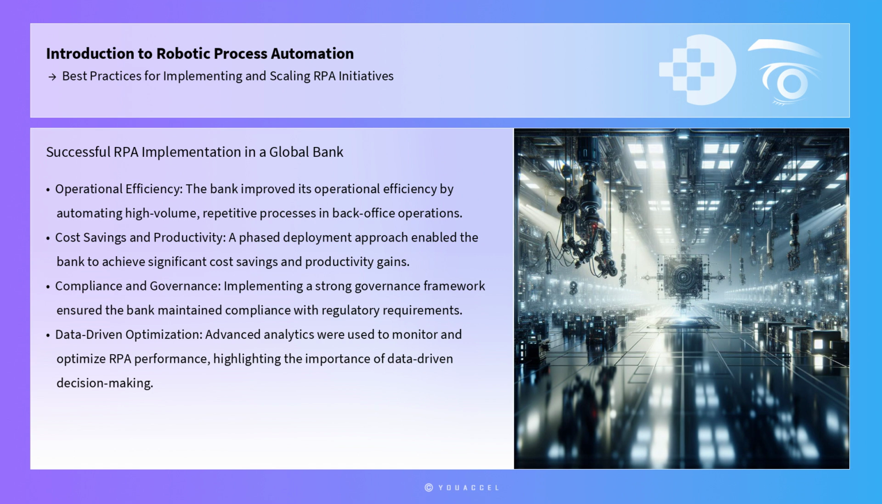A case study that exemplifies successful RPA implementation and scaling is that of a leading global bank that sought to improve its operational efficiency and reduce costs. By identifying high-volume, repetitive processes in its back-office operations, the bank deployed RPA to automate tasks such as data entry, transaction processing, and customer service inquiries. The implementation of a strong governance framework and a phased deployment approach enabled the bank to achieve significant cost savings and productivity gains while maintaining compliance with regulatory requirements.